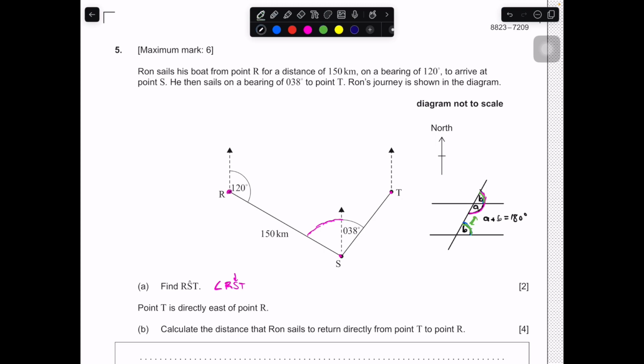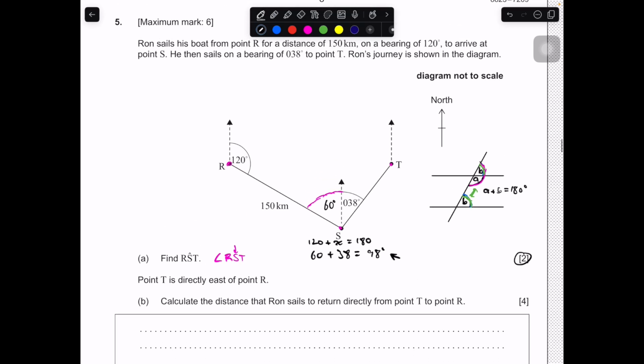So let's use that. 120 plus what? Plus 60 degrees. And then 60 plus 38. Since this is a 2-mark question, let's write it out. 60 plus 38 degrees is equal to 98 degrees. We might even want to include 120 plus x is equal to 180 to show how we found the 60, but I think this should be enough. So angle RST is equal to 98 degrees.